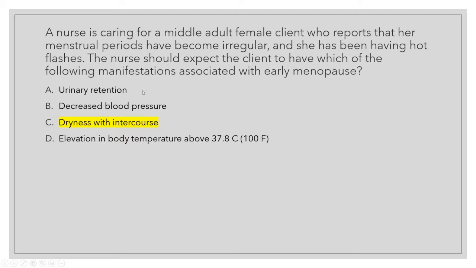Urinary retention, we wouldn't really expect retention. We are concerned about incontinence during menopause because of the loss of tone of the bladder and the urethra. Decreased blood pressure, we wouldn't expect that. We'd honestly expect an increase in blood pressure. We see more hypertension happening as we age. An elevation in body temperature might throw somebody off, thinking that, oh, okay, hot flashes, maybe she's more hot, right? But it's not associated with your body temperature. It's just the body's response.